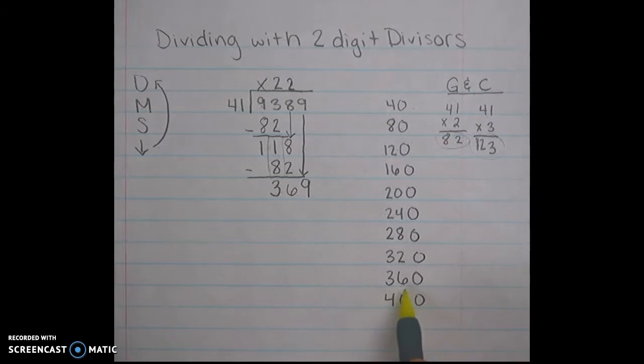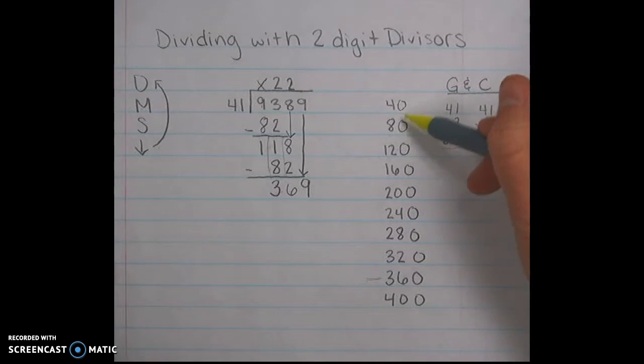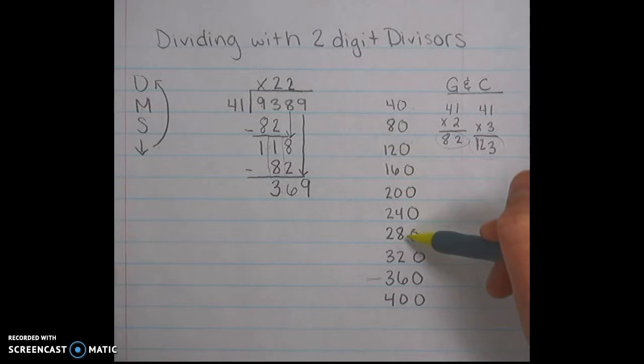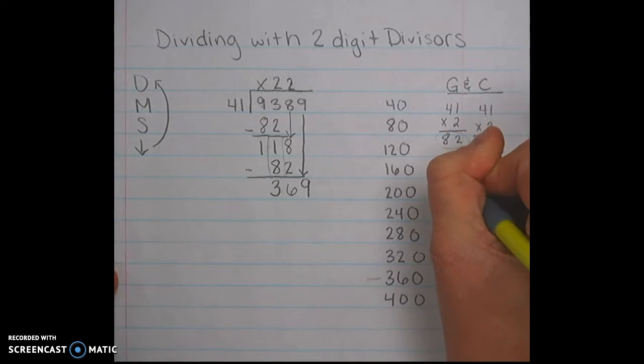So that falls right about here. Okay, and that would be 1, 2, 3, 4, 5, 6, 7, 8, 9. So that would be 40 times 9. So I'm going to do 41 times 9.